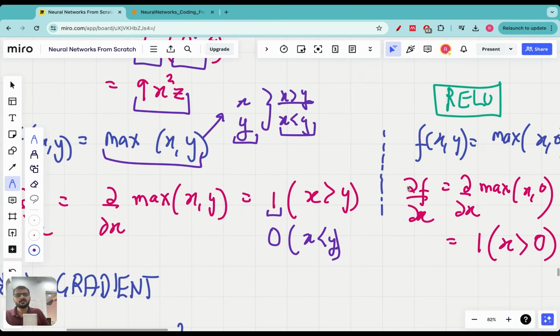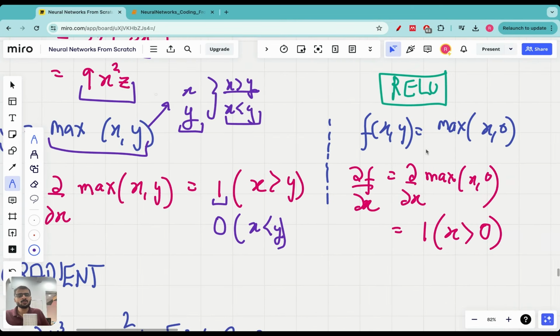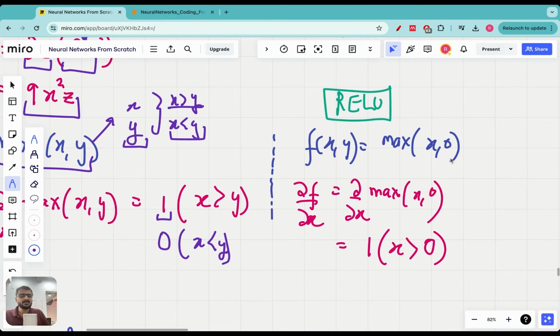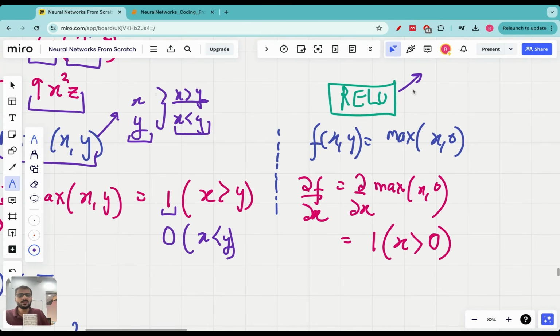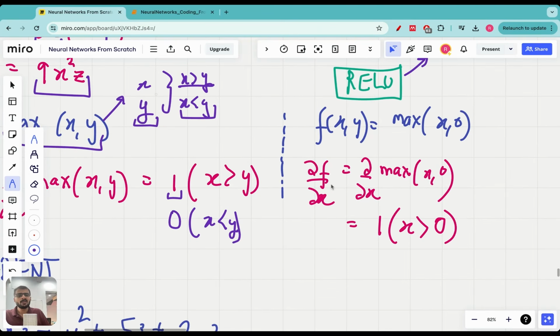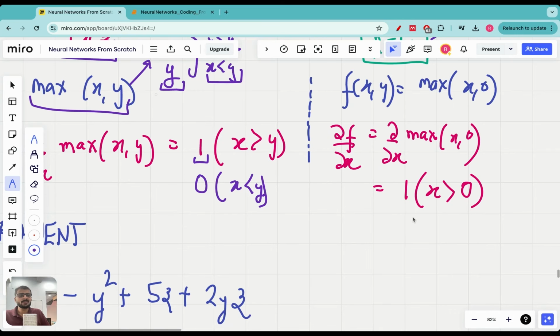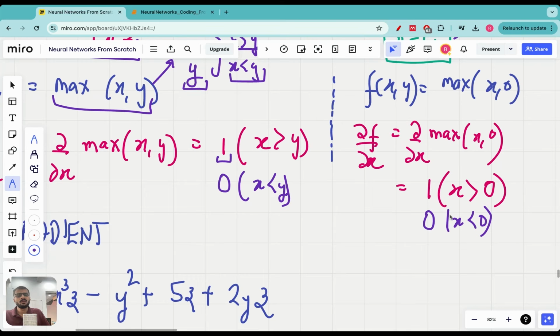A special case of this is when f of x comma y is the maximum of x and 0. And the reason I'm taking it is because it is exactly what happens in the ReLU activation function. So if you take the partial derivative of this with respect to x, it will essentially be 1 if x is greater than 0, and it will be 0 if x is less than 0. So it's exactly the same as this case, you just have to replace y with a 0.